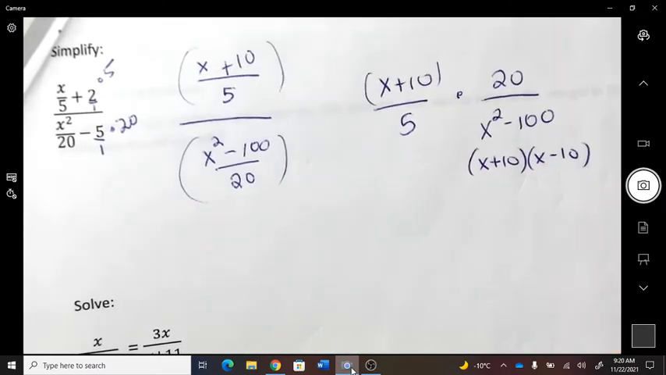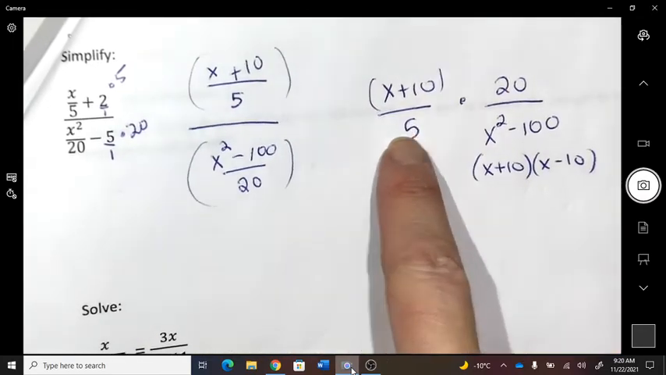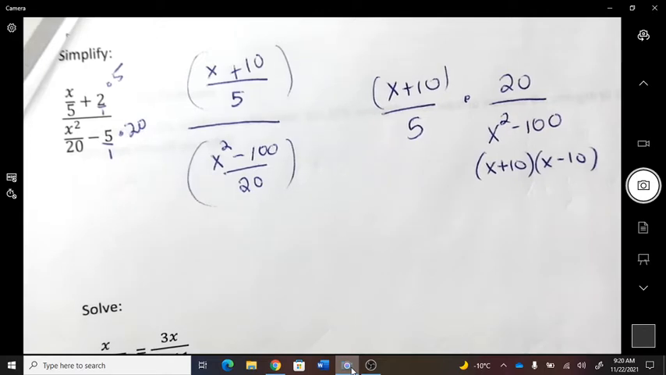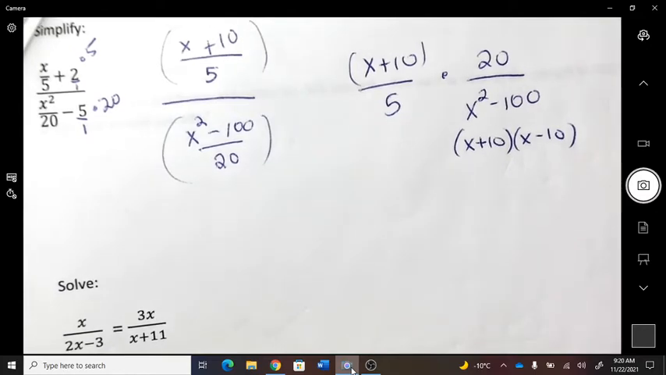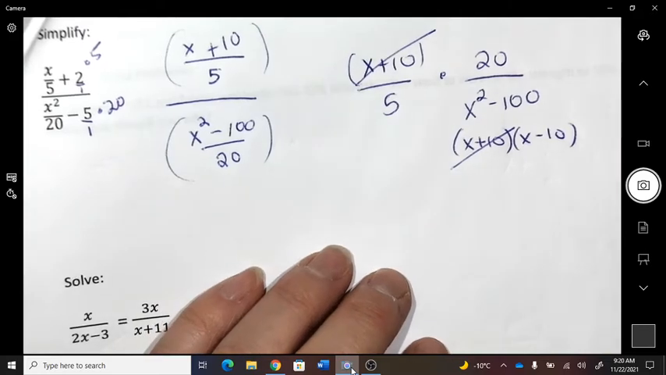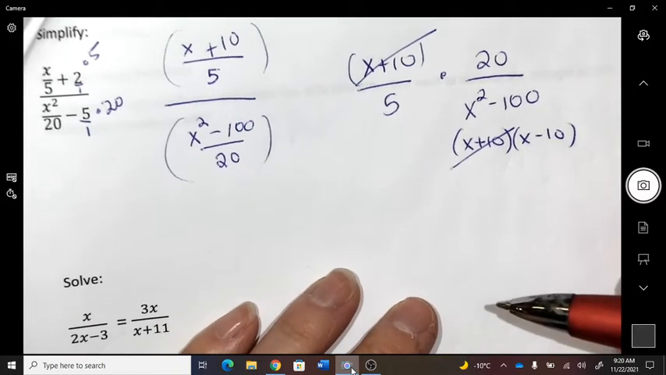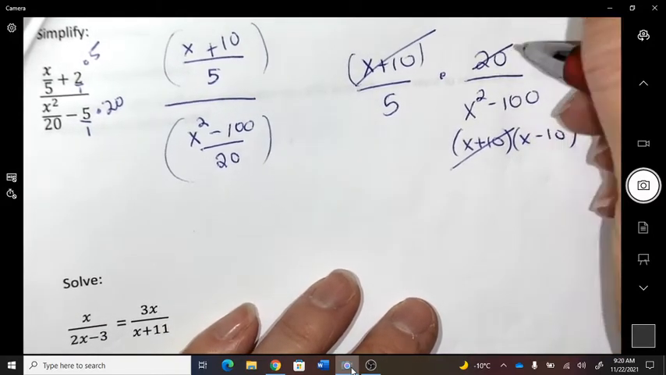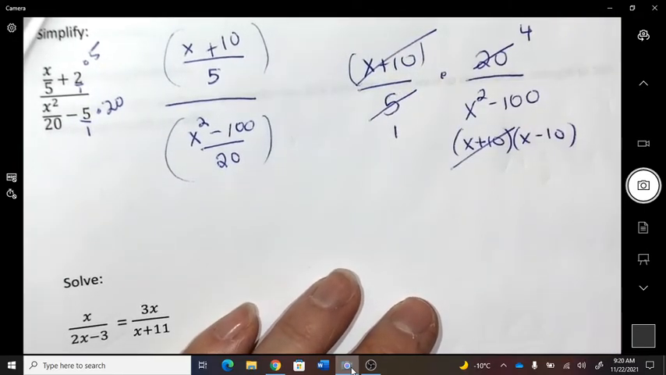Now everything is connected with multiplying because it's this times this divided by this times this times this. We've connected the whole piece with multiplying, so we can cancel stuff. Okay, so x plus 10, x plus 10. And 20 and 5. I can divide them both by 5. So that becomes 4 and 1.